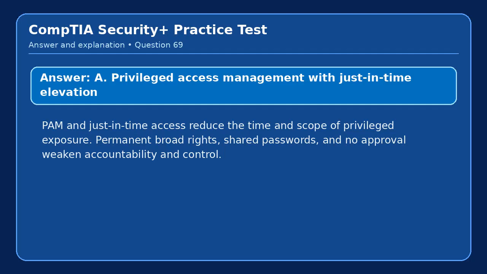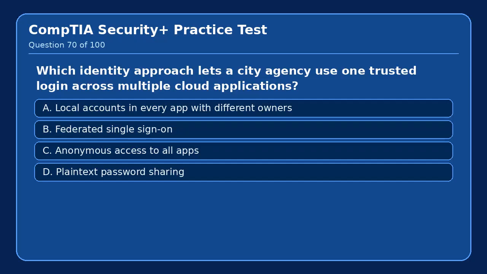Question 72. When an employee leaves an insurance firm, which IAM process must happen quickly? A. Forward credentials to the new hire. B. Increase the user's privileges. C. Deprovision accounts and revoke active sessions. D. Keep VPN access active indefinitely.